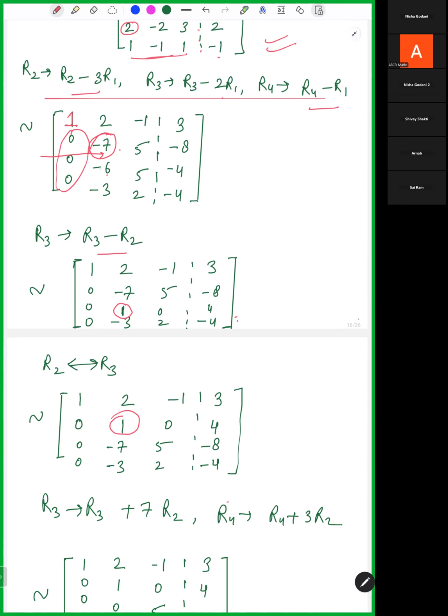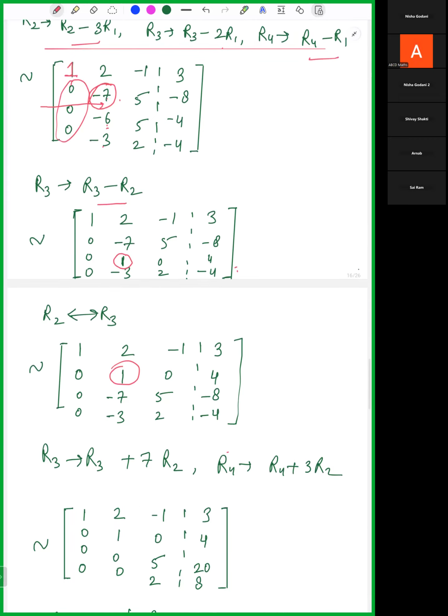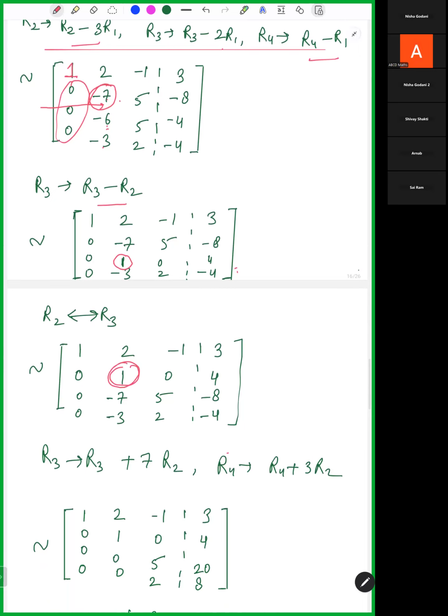You can see that these elements, minus 7, minus 6, minus 3, are not multiples of each other, or these are not belonging to a table of some number. So in that case, when you don't have multiple numbers, it is very important to have 1, because this 1 will help you to make all entries below that 1 equal to 0. So I have here 1 and here you have minus 7, minus 3.